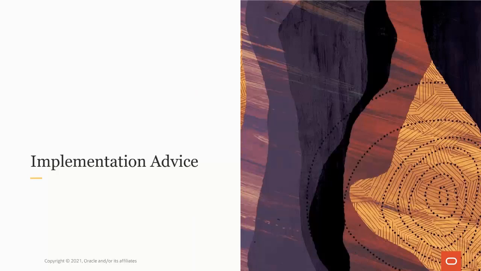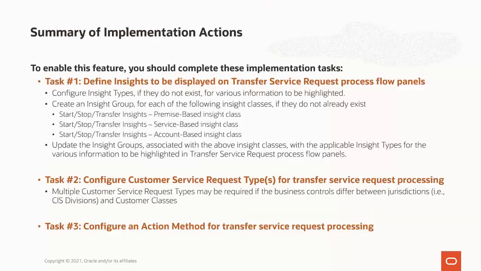In this implementation advice section, we will go through what you need to configure to enable the Transfer Service Request Process Flow capability in your business. There are three main tasks that you should complete to enable the new capability. First, you define the possible insights or information to be highlighted on the applicable Transfer Service Request Process Flow panels. This occurs via insight types and insight groups.